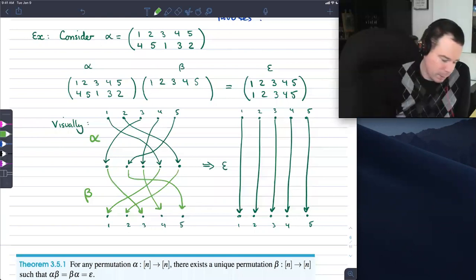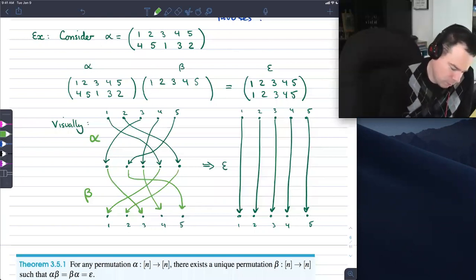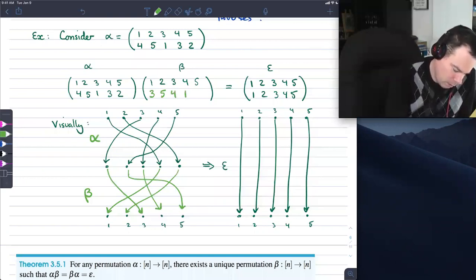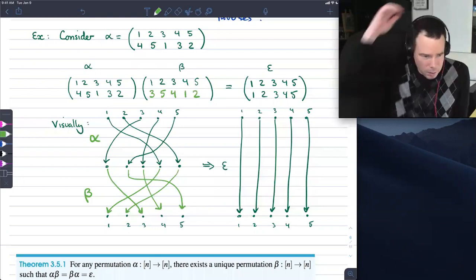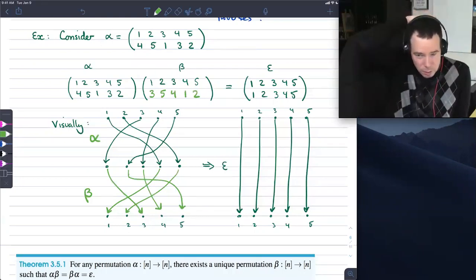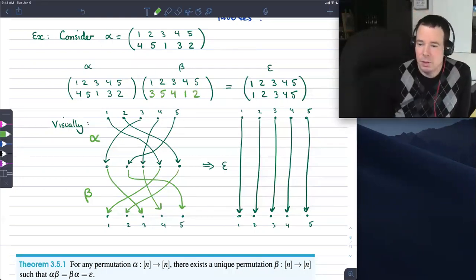To actually write down what beta is, we can do that now, because I can read beta off from my diagram. 1 goes to 3, 2 goes to 5, 3 goes to 4, 4 goes to 1, and 5 goes to 2. And so that's the beta permutation, which undoes alpha, or the inverse of alpha. And as Karen pointed out in the chat, it actually is quite straightforward to get beta.